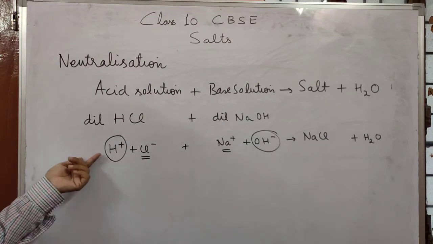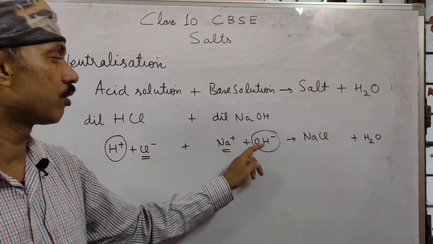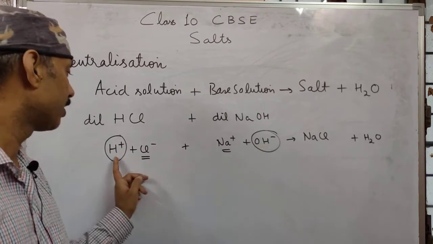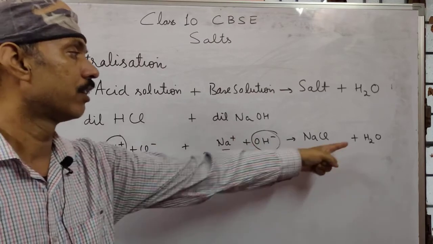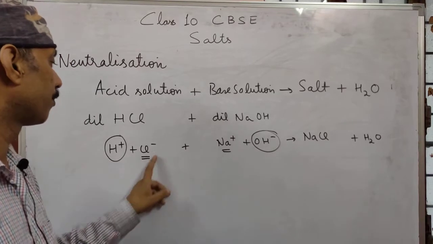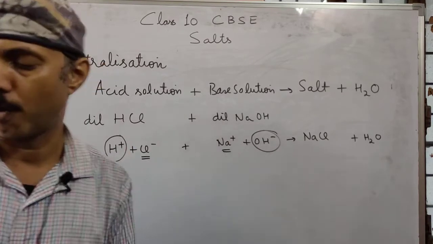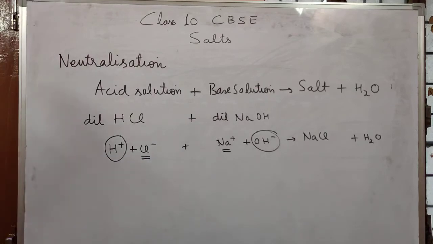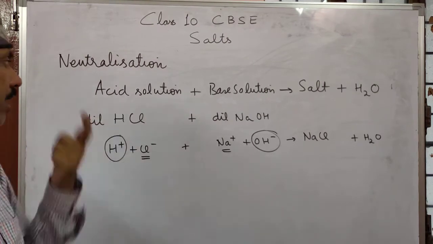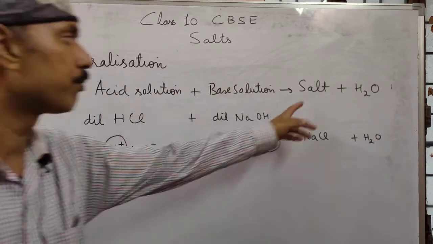All acidic solutions must contain this part, H plus, and all bases or alkali solutions will contain OH minus. H and OH are neutralized to form water. The plus of this portion adds up with the negative part of this portion, that is the acid, to form a salt. So the most important reaction to prepare a salt is the neutralization reaction. It is a very simple process in which an acid solution is added to the base solution to form salt and water.